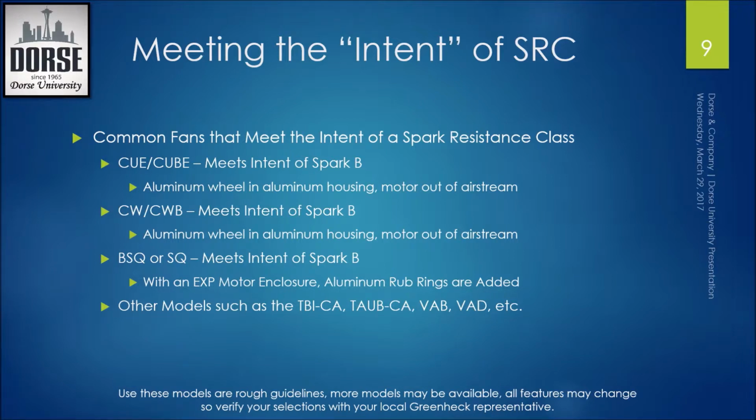So for example, our upblast fans, they meet the intent of spark B because you've got an aluminum wheel and an aluminum housing and your motor's out of the airstream. Some would even argue you may be closer to spark A, but we're going to say you meet the intent of spark B. You're close enough to spark B and what you're requiring. If we go back to those spark A, B, and C requirements, you can look at the upblast fan, the CUE or CUBE, and we'd meet most of them for spark B or all of them. Same with the CW, CWB, it's the same fan basically, only mounted on a sidewall.